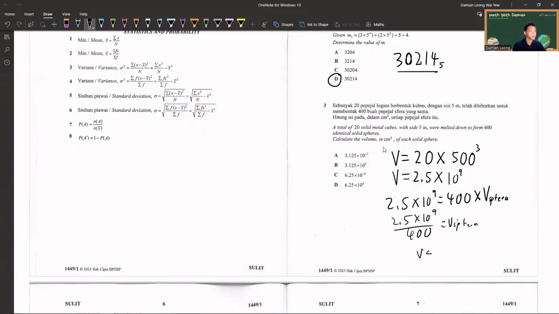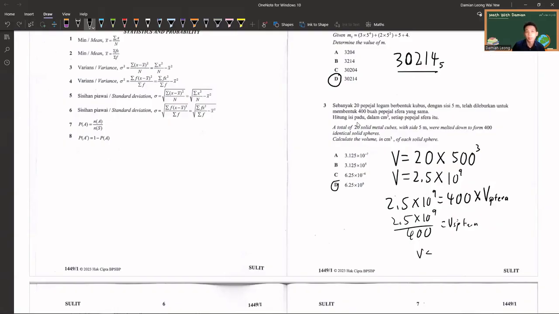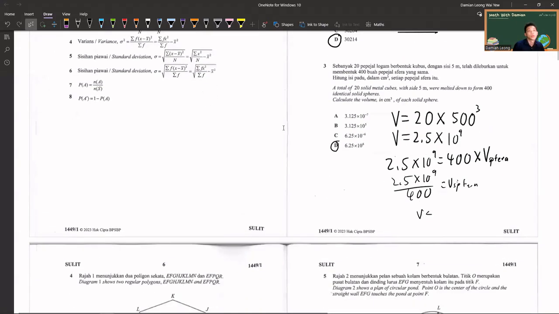So volume, I divide 400. I get 6.25 times 10 to the power 6. Okay, 6.25 darab dengan 10 kuasa 6. Ya. Soalan 3.